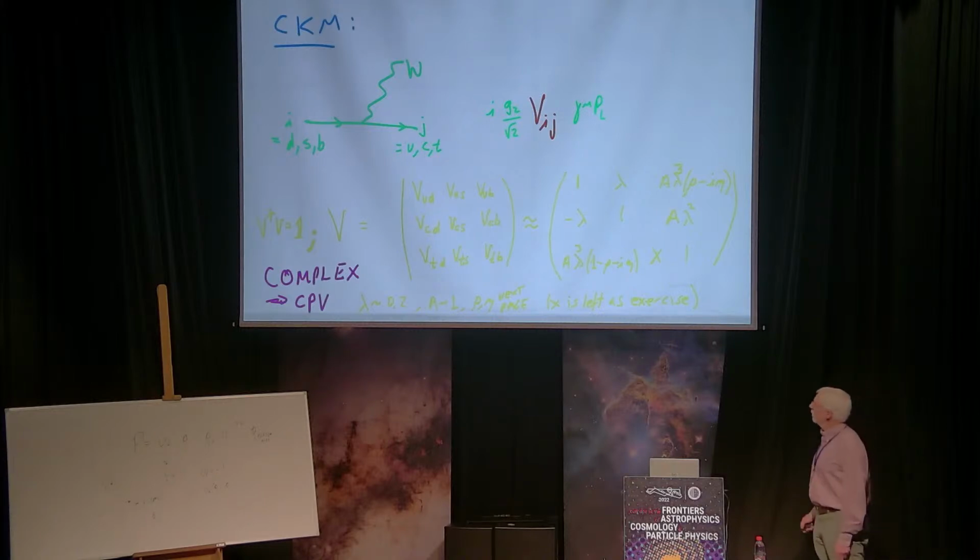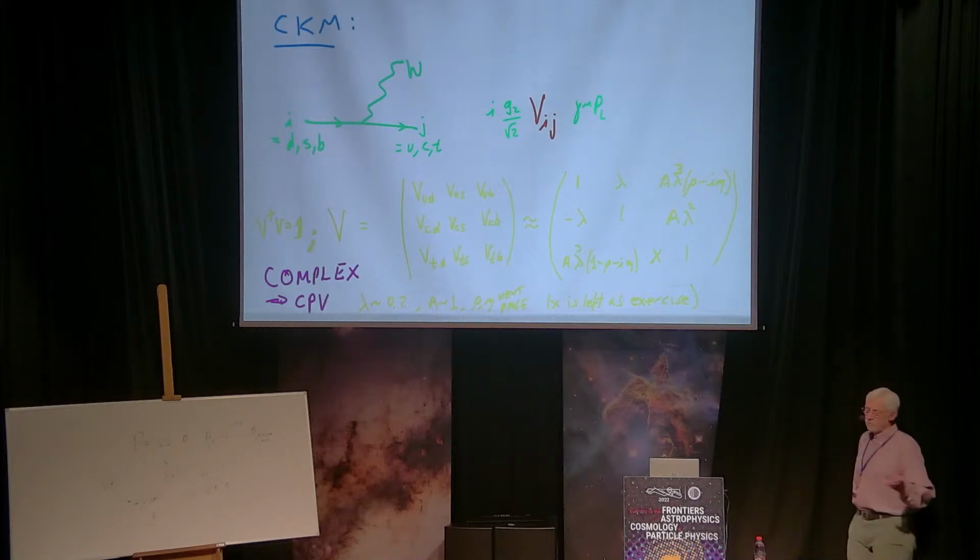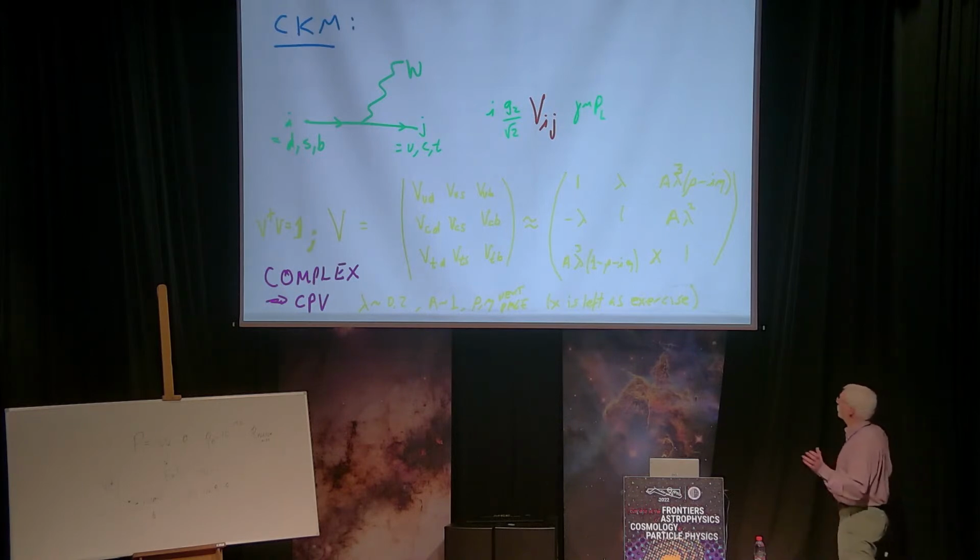But because the overall strength of the interaction cannot change, basically the sum of the squares of this matrix has to be 1. In fact, it has to be a unitary matrix. I wrote it here. So it turns out that this unitary matrix, once you take into account the freedom to redefine fields by phases and so on, can be parameterized by 4 numbers. And this is a very good approximation.